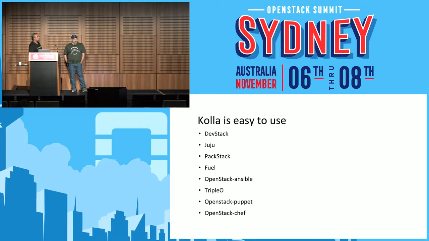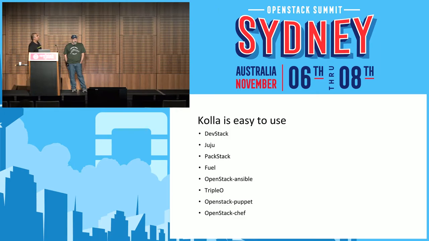For example, DevStack, I thought it's not production ready. Juju, I had some learning curve that I had to do apart from setting up my hardware and config. PackStack, of course, I had to register my RHEL nodes. It wasn't a free version of the OS. Fuel isn't supported anymore. OpenStack Ansible, I like it a lot, but it wasn't using Docker. I kind of like Docker in Kolla. It was easy for me to play with containers.